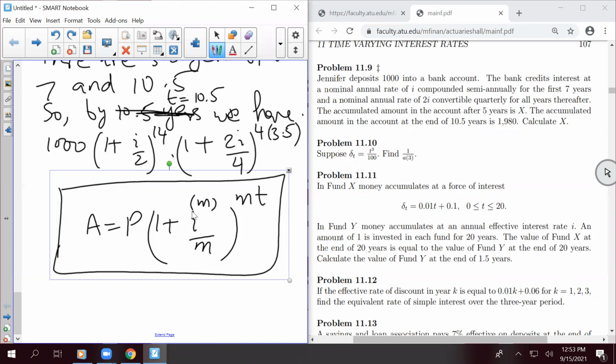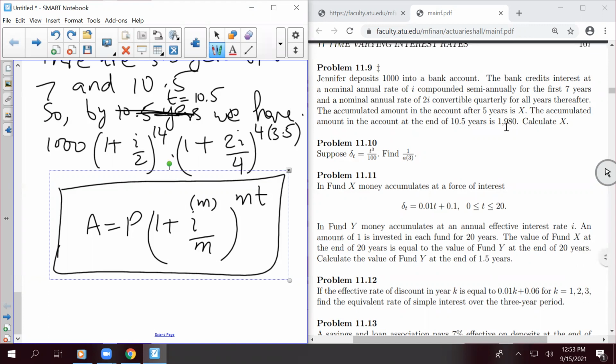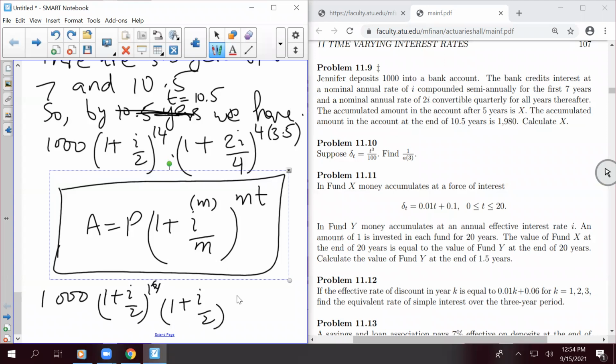Okay, so let's see. They say this grows at 10.5, the final amount is 1980. So you have 1,000, and you're multiplying. One thing at a time. So this will be i by 2. What's 4 times 3.5? 14. So this is the amount, and we know that this final amount is 1980.